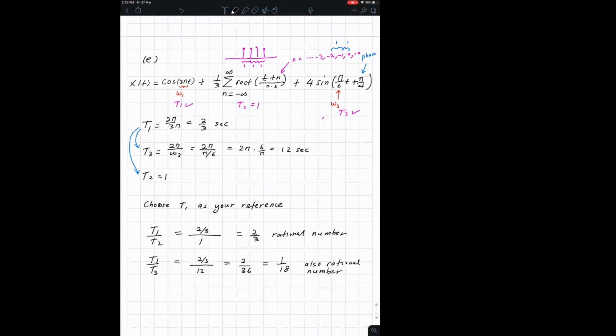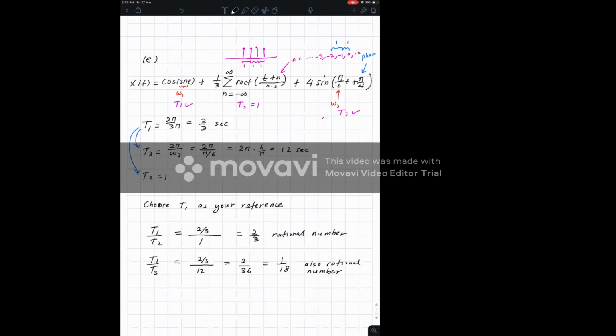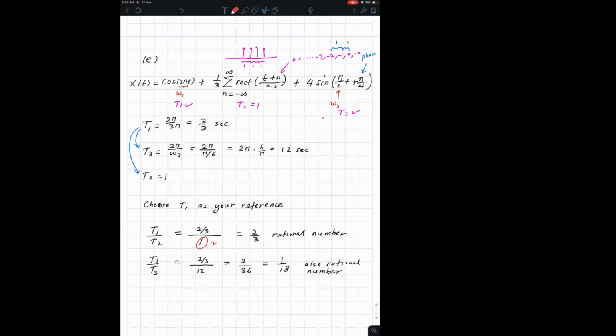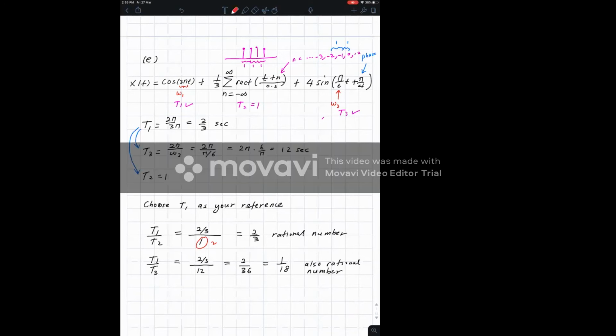Right now you choose this as your reference, right? You can try choosing T3 also as a reference. You get the same answer. You can verify this next time by choosing T3 as a reference. I just chose T1 because T1 is the first one.